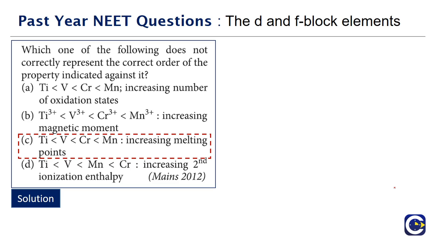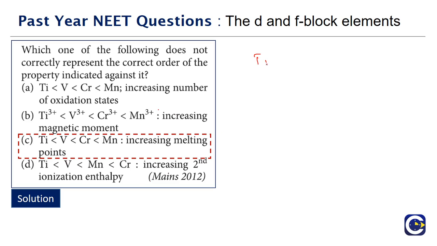So if you look at these elements, what are the elements given to us? Titanium, vanadium, manganese and chromium. Generally, whether it is the d series or any period, what is the normal expected trend? When we move from left to right, the ionization energy values will keep on increasing.